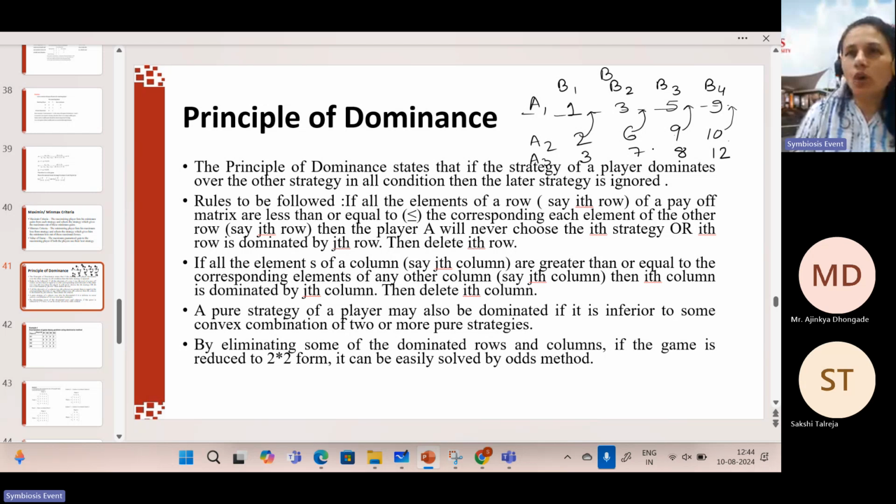So once I'm done with all my rows, I will go column wise. That means in terms of player B. So whatever is coming higher, I'm going to eliminate it. Why am I going to eliminate the higher values? Because it is in favor of player B and I'm working in favor of player A. So 6 and 7: 6 is greater than 2, 7 is greater than 3, so I can eliminate it. 9 is greater than 2, 8 is greater than 3, so I can eliminate this, right? So this way we can eliminate rows and columns by keeping the row minima and column maxima.